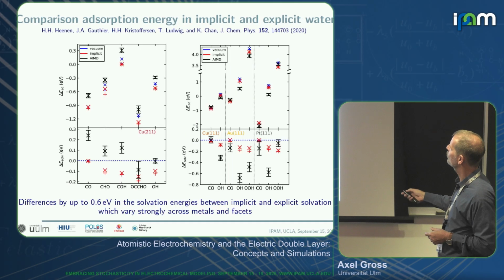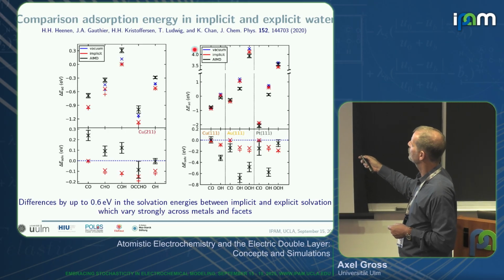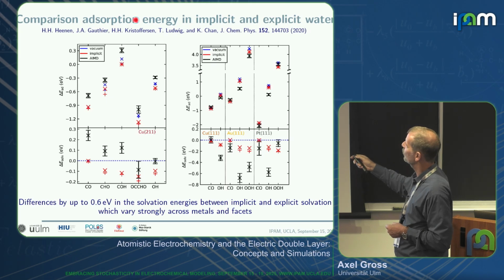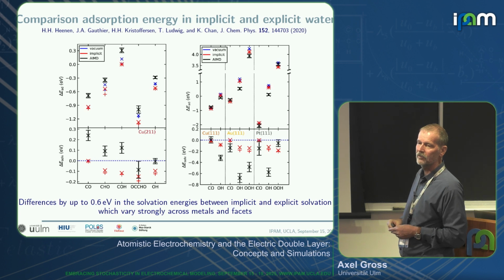But here I took this from a paper of Carr and Chan's group, and here they compared the absorption energies in implicit and explicit water, and they got differences up to 0.6 eV.